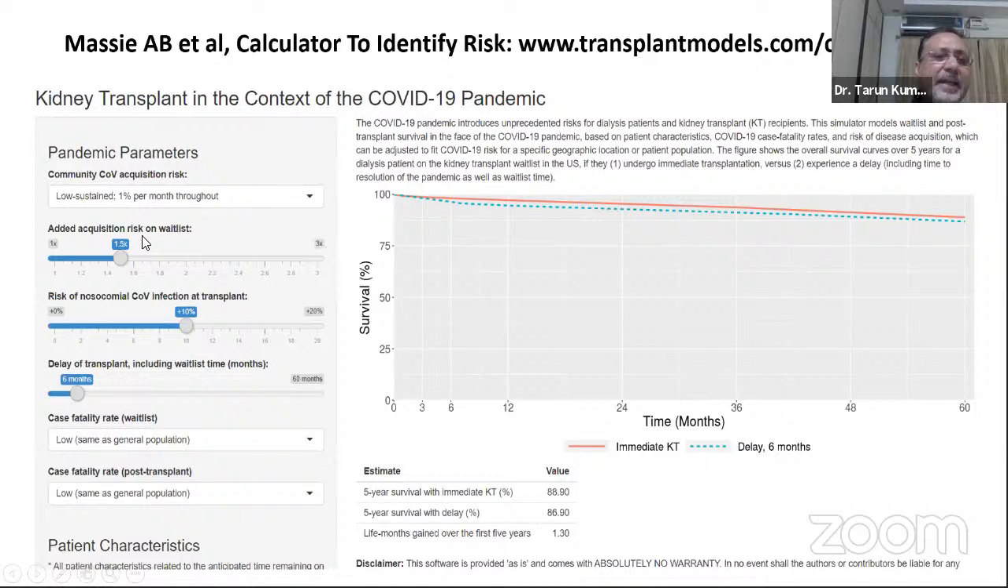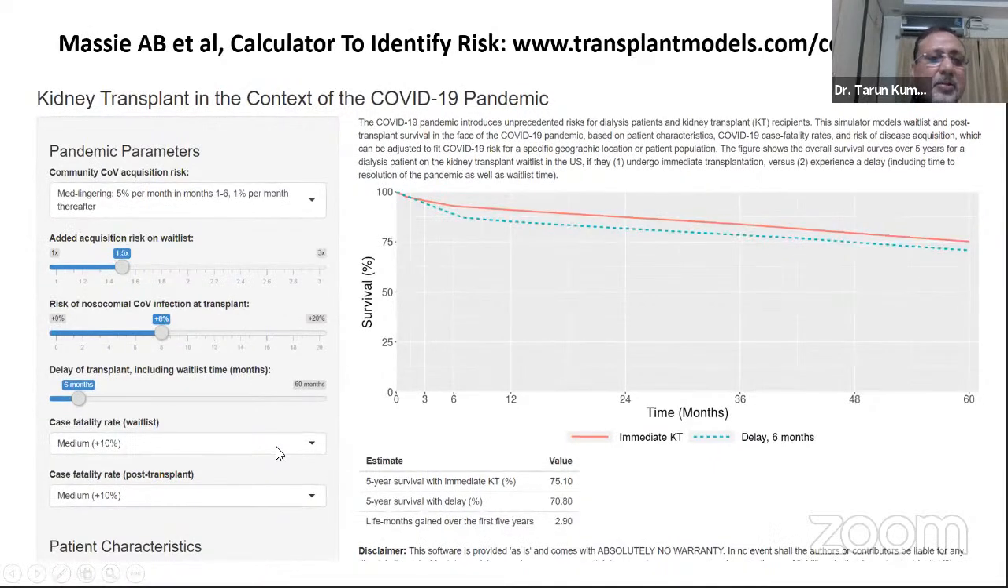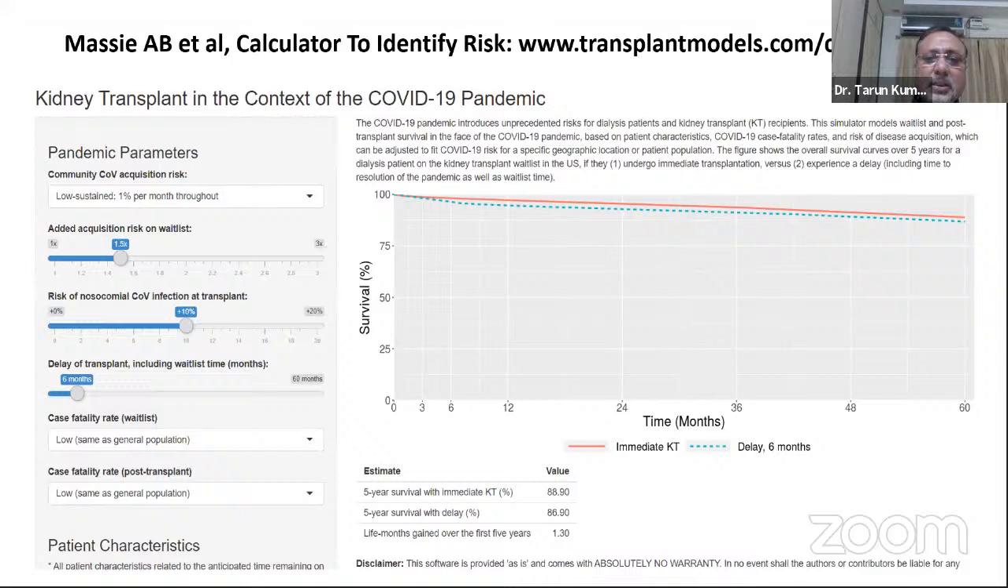then acquisition risk on staying on the wait list, then the risk of getting COVID infection in a transplant patient, and then many other parameters: case fatality in transplant, case fatality on dialysis, and the patient characteristics. There are various parameters, and they have found that in most situations it is better to go for kidney transplantation. For example, say the risk of COVID infection in the community is low, that is 1% per month throughout. That means in the dialysis population, 1% of patients get COVID positivity, and it is expected to remain the same way.